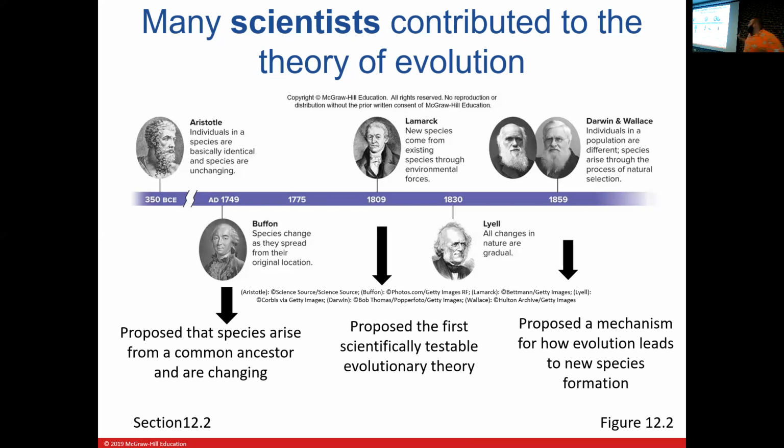But again, this goes all the way back to even Aristotle, who just noticed there were individuals of a species that were basically identical, but were still unchanging. So it's a lot of cool different kind of mechanisms to see how all these things arose and why we think particular things about evolution and biology.